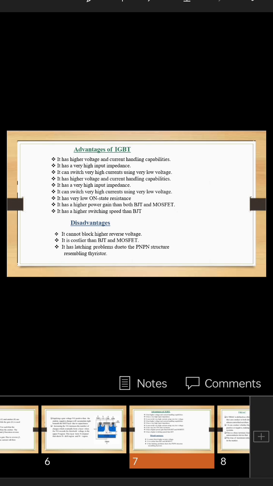Disadvantages: it cannot block higher reverse voltage. It is costlier than BJT and MOSFET. It has latching problems due to the PNPN structure resembling a thyristor.